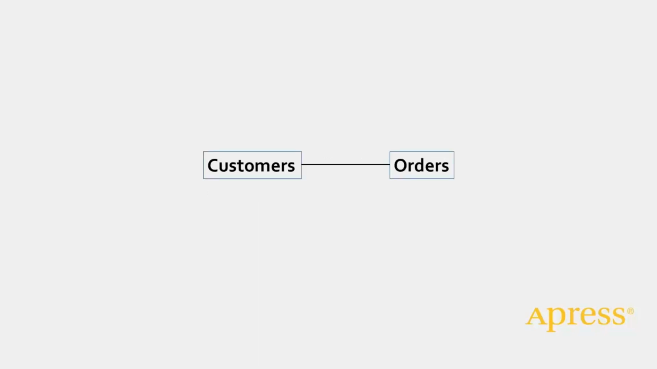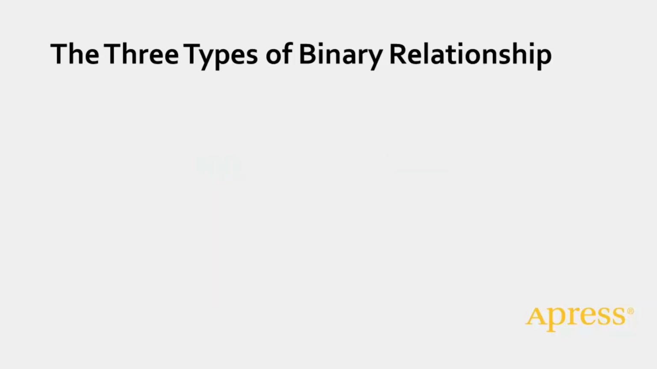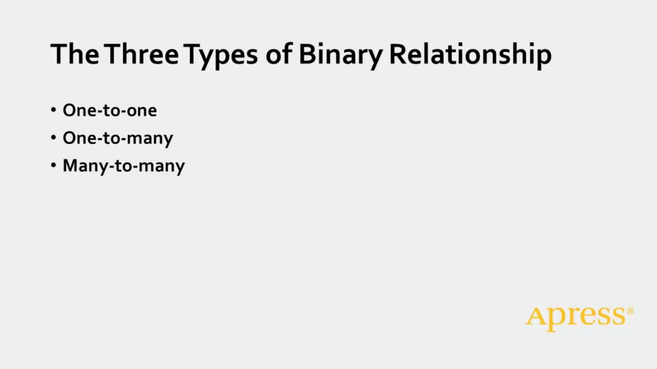It's common for two entities that you care about to be directly related to each other. It's possible, but less common, for three or more entities to be directly related to each other. Let's concentrate on the first case, called binary or degree 2 relationships. There are three distinct kinds of binary relationship: one-to-one, one-to-many, and many-to-many.